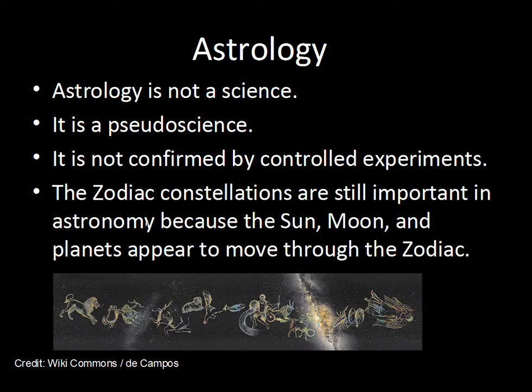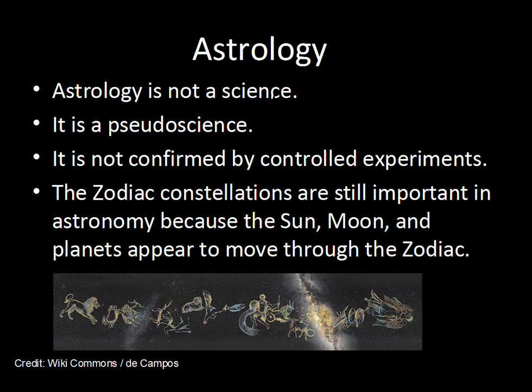What about astrology? Well, we would say it's not a science. It would be called a pseudoscience. It claims to be able to predict things, but if you do experiments and surveys, you'll find that it's not predictive. The outcomes don't match what's predicted.